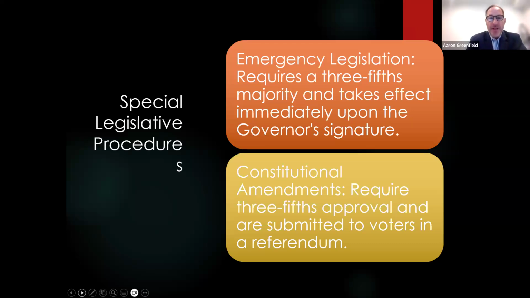So emergency legislation requires a 3/5 majority and takes effect immediately upon the governor's signature. We don't see too many emergency bills, but it does occur, and it's usually warranted by some factor that requires some quick timing. Constitutional amendments require 3/5 approval and are submitted to voters in a referendum at the next election, typically. Next slide.